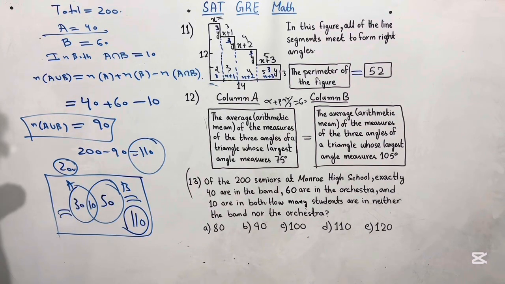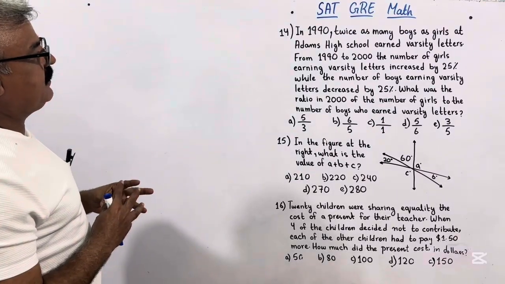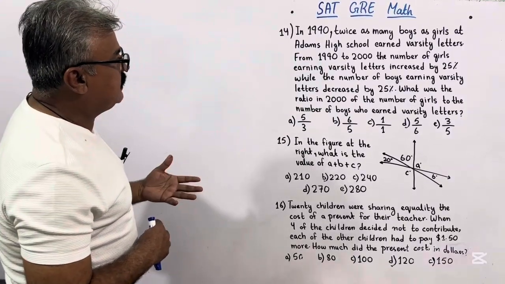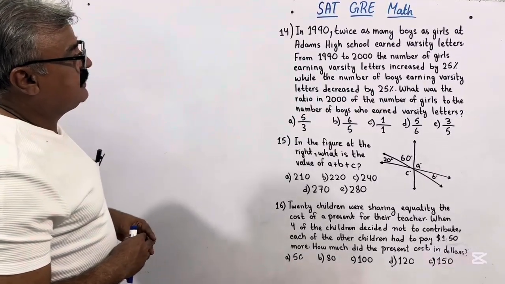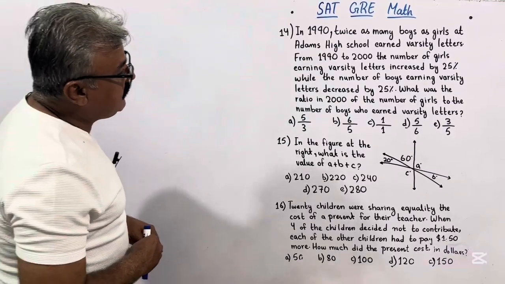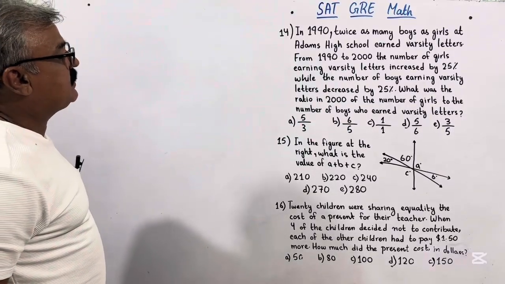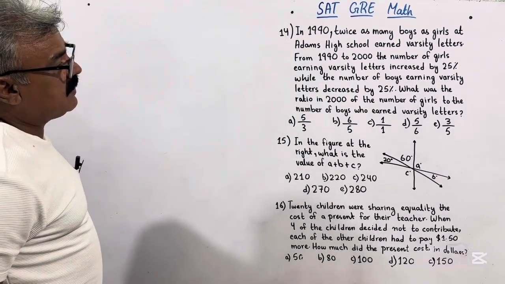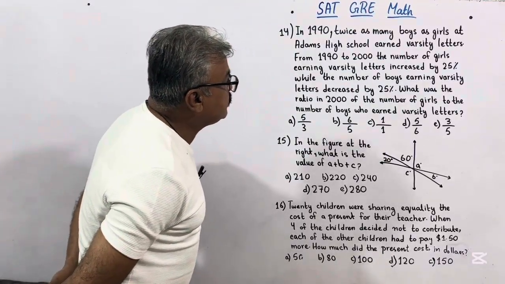Moving towards next question, question number 14 in lump sum. In 1990, twice as many boys as girls at Adams High School earned varsity letters. From 1990 to 2000, the number of girls earning varsity letters increased by 25%, while the number of boys earning varsity letters decreased by 25%. What was the ratio in 2000 of the number of girls to the number of boys who earned varsity letters?